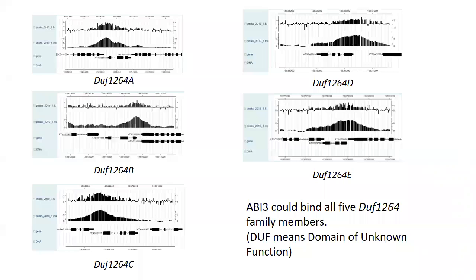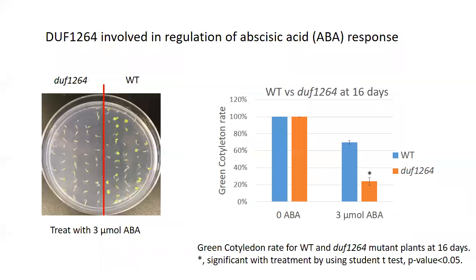Because ABI3 could bind all five members of this DAF family, let me think, the DAF proteins must have some function related to ABI3. And the answer is yes.